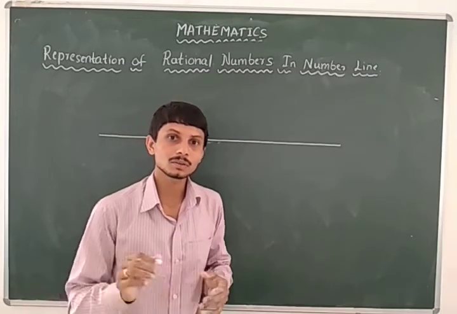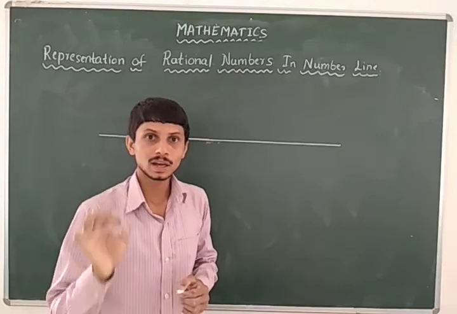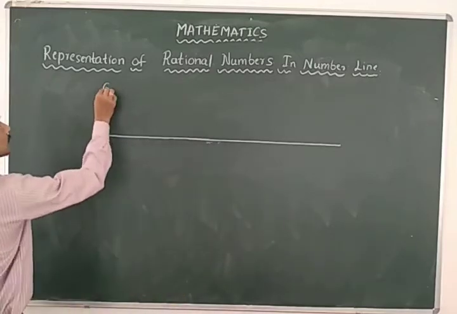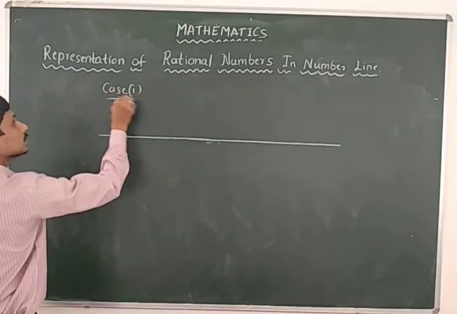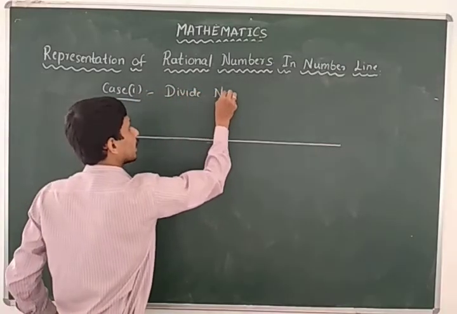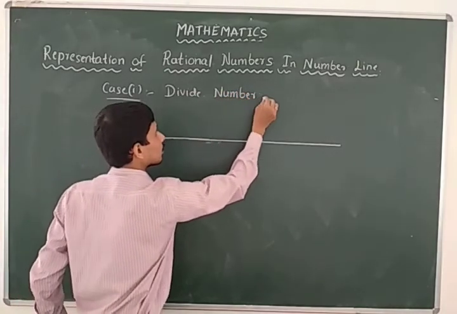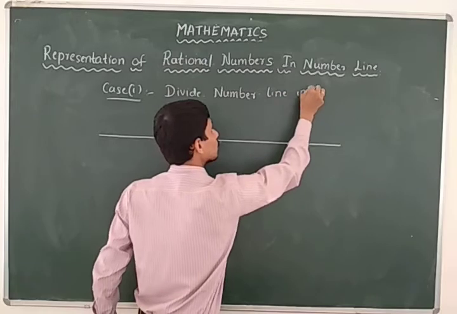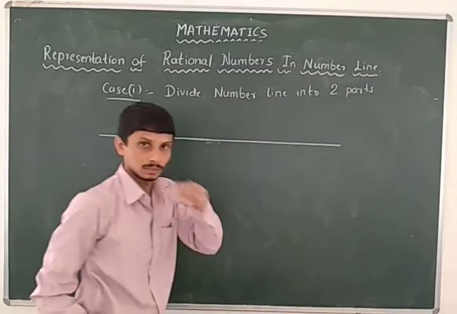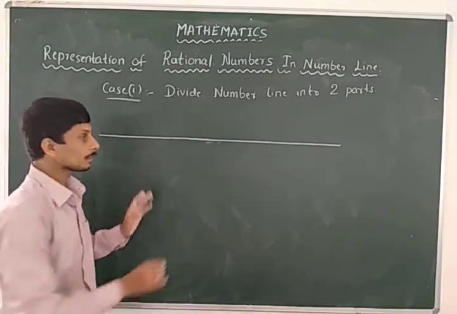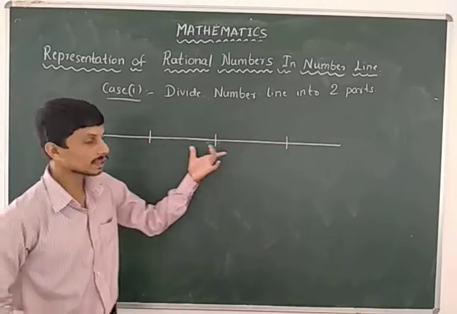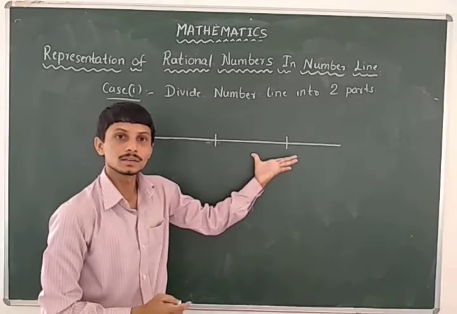Let us take case 1, where we divide the number line into two parts. So this is the number line, and we divide it into one part and the second part.